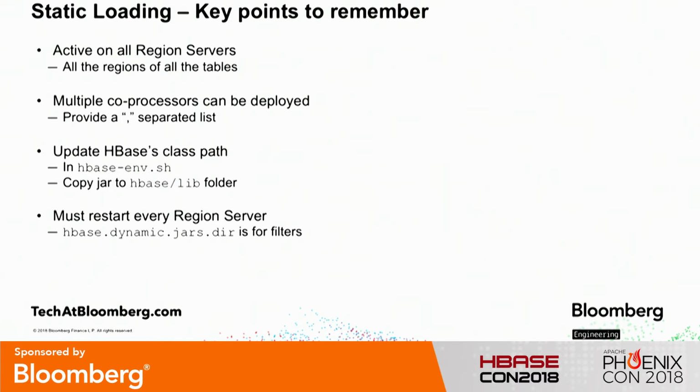Then you copy your coprocessor jar file to the HBase lib directory. That is the default location for deploying any jars. Or if you have a separate location, then you must update your HBase environment shell script to include that in the class path. And finally, you must restart every single region server. There is another property in HBase, hbase.dynamic.jars.dir, and that property is not for coprocessors, that is for filters.